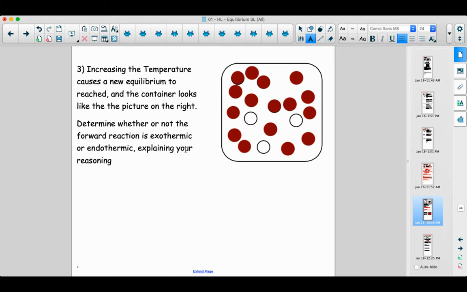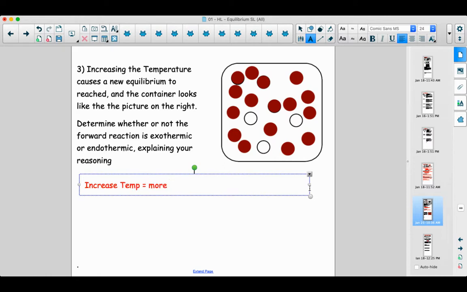Okay, the last one and sort of the trickiest question, it says increasing the temperature causes a new equilibrium to be reached and the container looks like the picture at the right. Determine whether or not it's exo or endothermic. So it would appear that when we increase the temperature, I got more of the brown stuff. So that's more NO2. That's what I was told was brown. Okay, so more brown equals more NO2, which is a reactant.